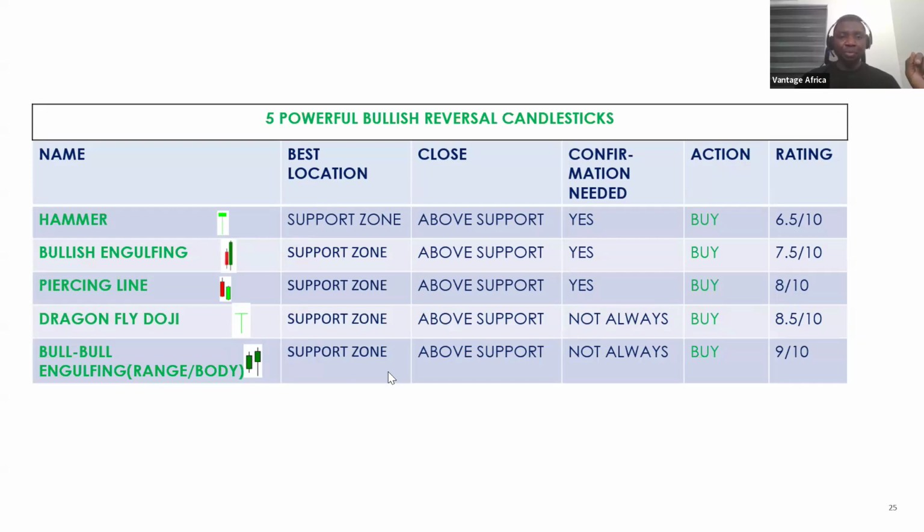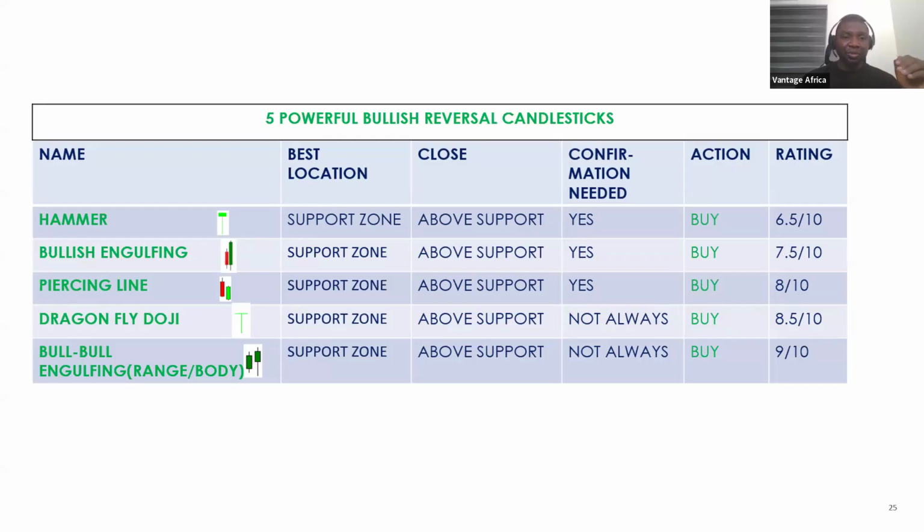And whenever that happens around the support zone, that is telling you that price is about to buy as well. Okay? So these are the 5 most popular bullish candlestick patterns.